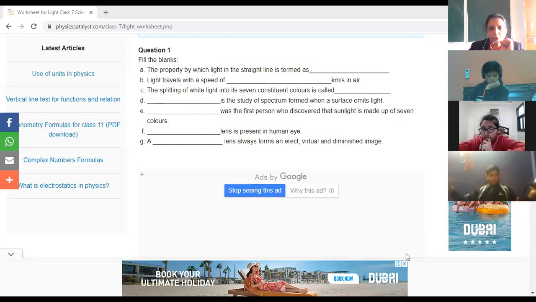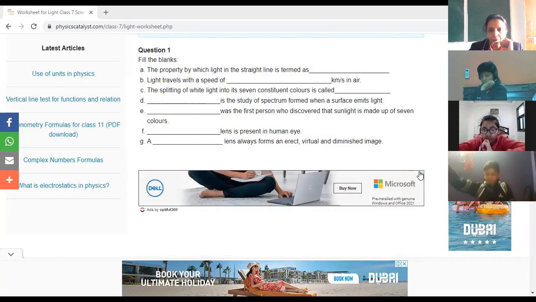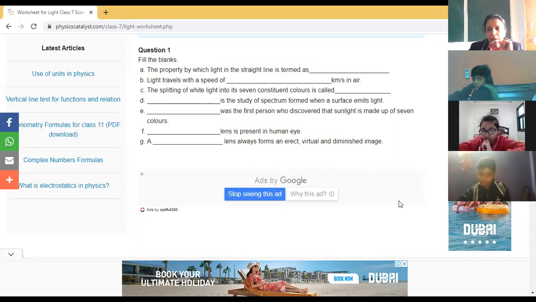Already we have done the revision of the rest of the chapters. Today again we are taking the revision of chapter number 15, that is Light. So let's continue with it. Few fill-ups are there. Kindly raise your hands, those who know the answer. Let's revise it quickly. Fill in the blanks: a property by which light travels in a straight line.